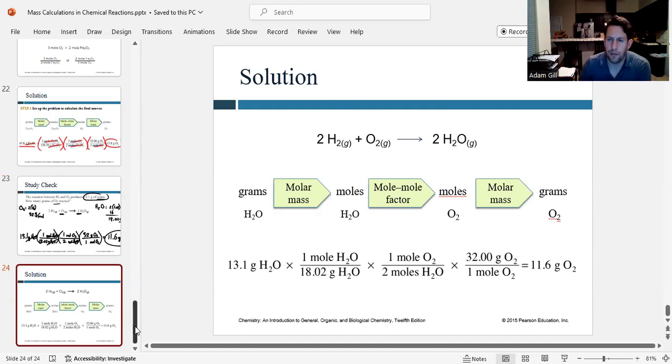So that concludes the lecture. Just remember, start with the given grams, use molar mass, mole to mole ratio, and then molar mass again. So there'll always be just 3 conversion factors to go from mass of one thing to mass of another.